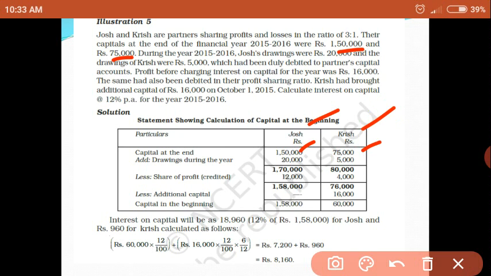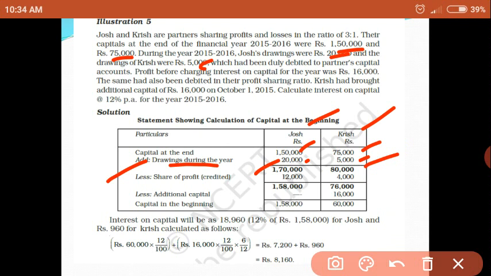Josh's drawings are rupees 20,000 and Krish's are rupees 5,000. Drawings are given, so according to the format, you have to add the drawings to the closing capital. Add drawings during the year: Josh rupees 20,000 and Krish rupees 5,000. Total will be 1,50,000 plus 20,000 is equal to 1,70,000, and 75,000 plus 5,000 is equal to 80,000.